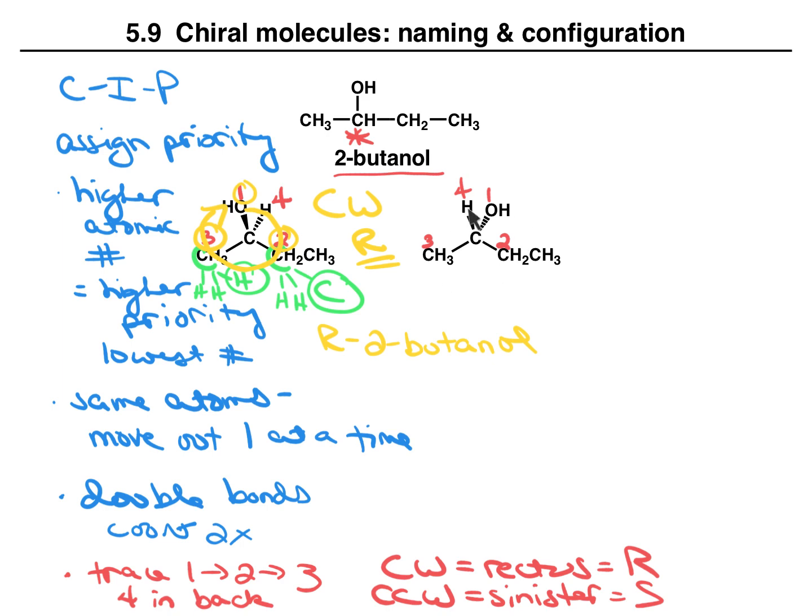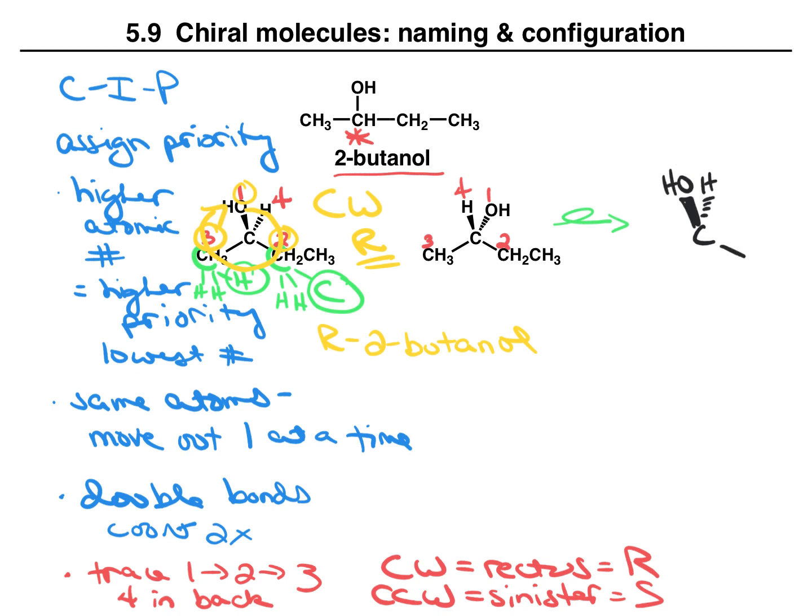So right now our hydrogen is in front. If we pick up this entire molecule and rotate it around this way, so we're just rotating it front to back, like we're turning the page. If we do that, that puts the hydrogen back and the OH in front.